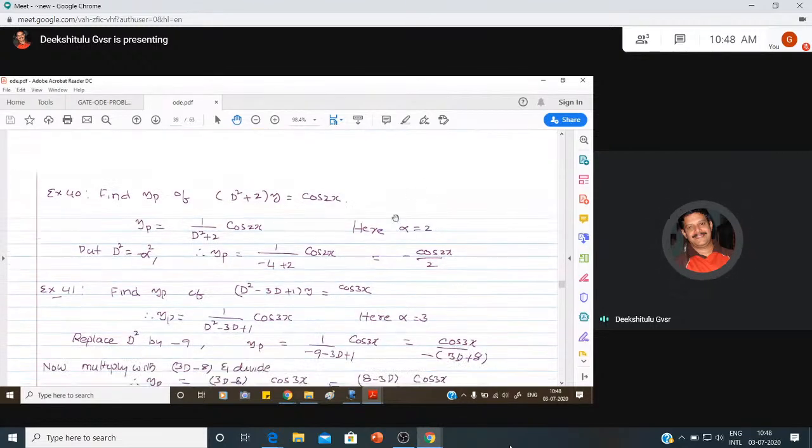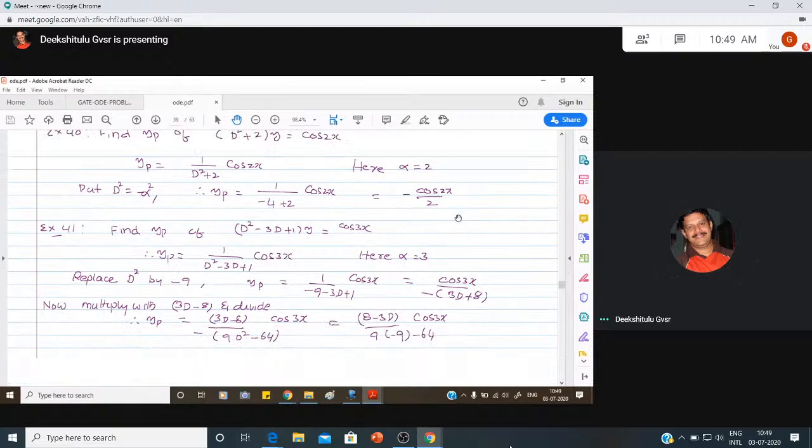Let us do a simple problem: D square plus 2, y is equal to cos 2x. The complementary function we can find, but I have asked only for yp, the particular integral, which is given by 1 by D square plus 2 operating on cos 2x. Here alpha is 2. So replace D square by minus alpha square, that is minus 4. This is your answer.